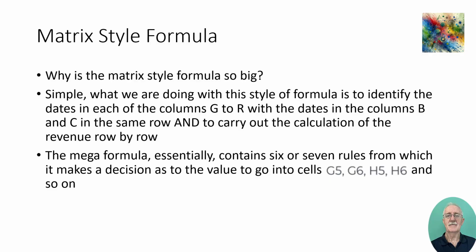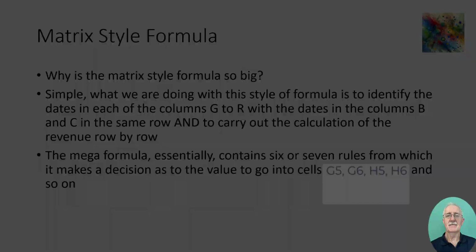So why is the matrix style formula so big? Simple. What we're doing in this style of formula is to identify the dates in each of the columns, G to R, with the dates in the columns B and C in the same row, and to carry out the calculation of the revenue row by row. Now, the mega formula essentially contains 6 or 7 rules from which it makes a decision as to the value to go into cells G5, G6, H5, H6, and so on.